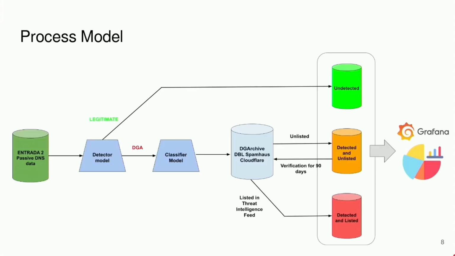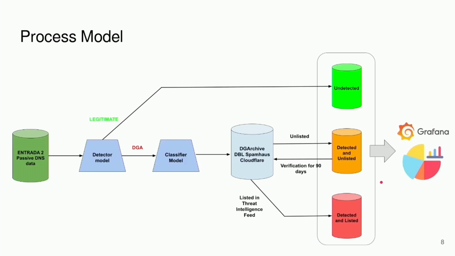So, how does everything I talked about come together? The passive DNS data that we have been collecting is used as training data for our models, whose accuracy is evaluated using DGA threat intelligence feeds. Here, we use DGA Archive, Spamhaus, and Cloudflare. We then display all of the domains our models have detected and classified inside of graphical dashboards, displaying our data in an actionable interface for our user.